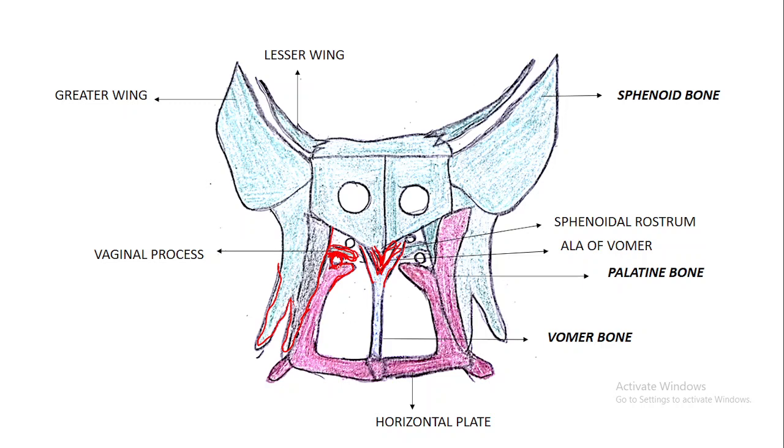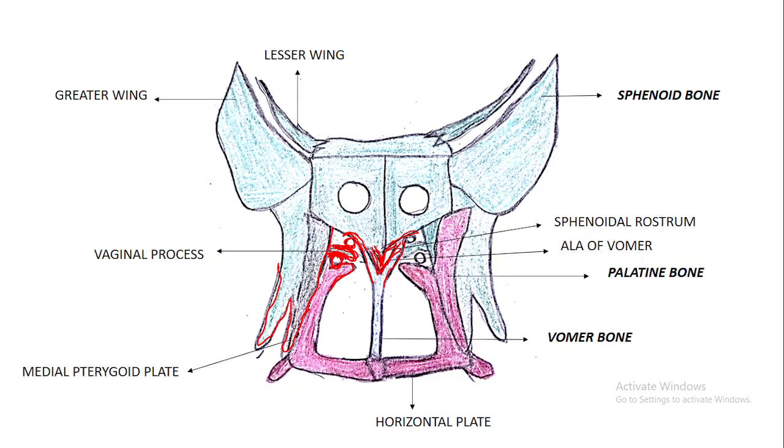This palatovaginal canal has the significance that it opens into the pterygopalatine fossa. Now, between the superior border of the vaginal process and the ala of vomer bone on both the sides, there is again formation of a canal, and this canal is called the vomerovaginal canal.